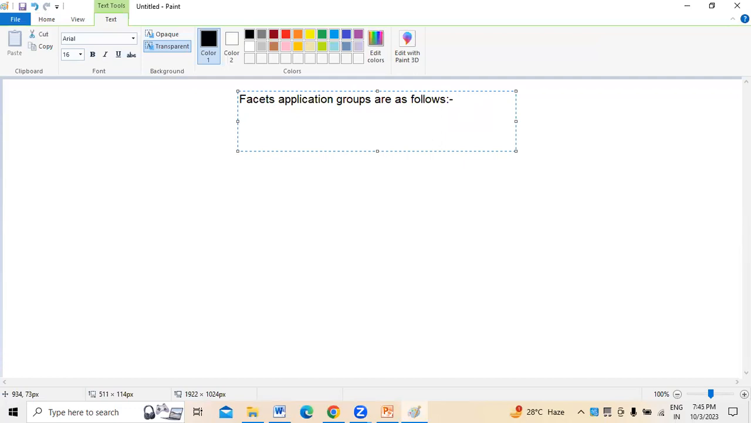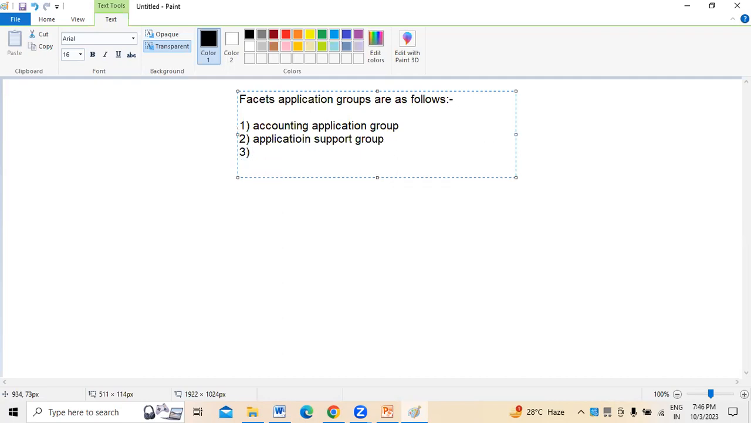Now, especially whenever we are working on facets and all the application groups, the first one is called the accounting application group. Group is common. Anyway, let me write it down here. So the accounting application group is the first one. After the accounting application group, the next is called the application support group. If you want, you can make a note of it. Otherwise, you can take a screenshot of it.